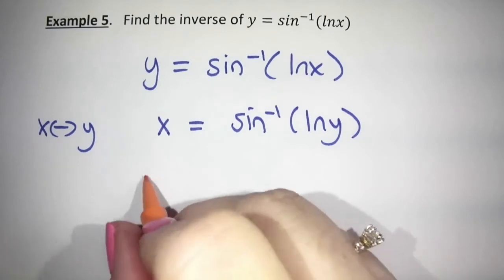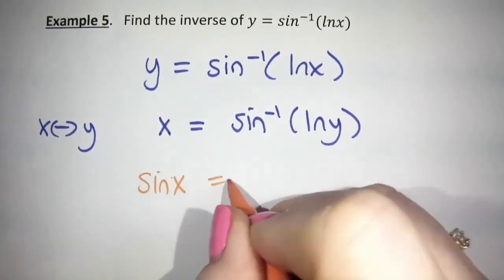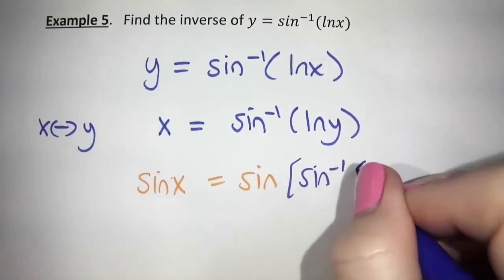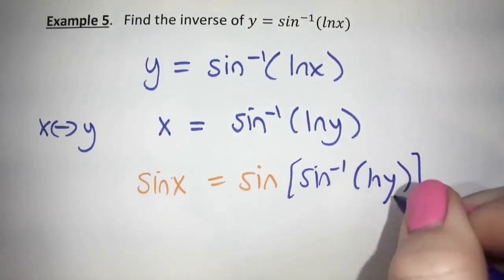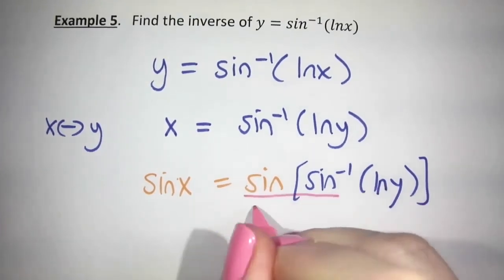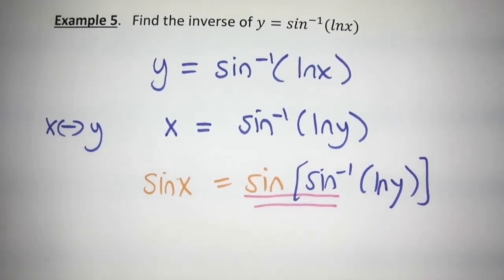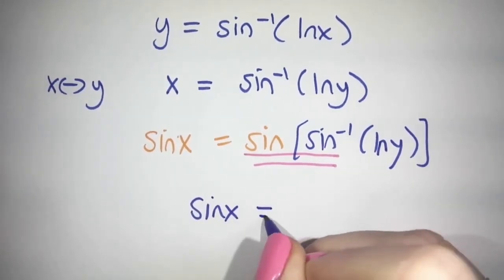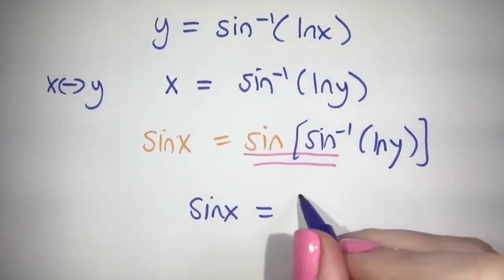So what you would do is you would sine both sides. So sine x equals sine of sine inverse of ln y. And then we have sine of sine inverse here. And so those operations cancel each other out. And we end up with sine x on the left. And when these cancel, we end up with just ln y left.